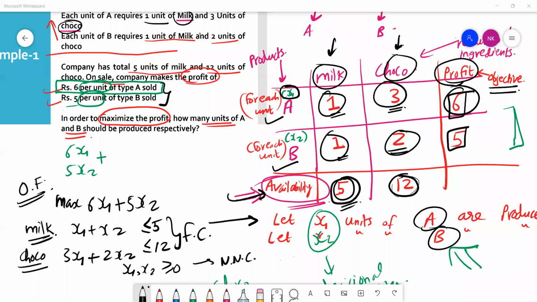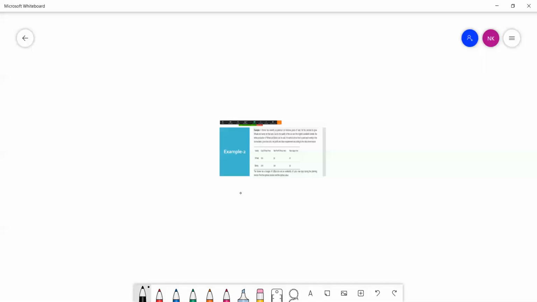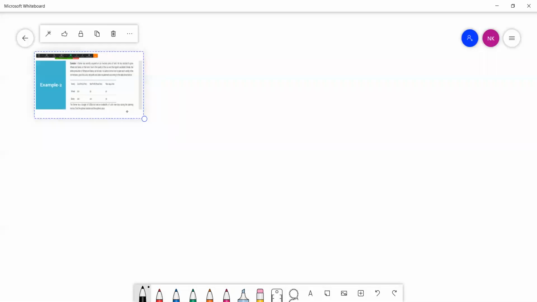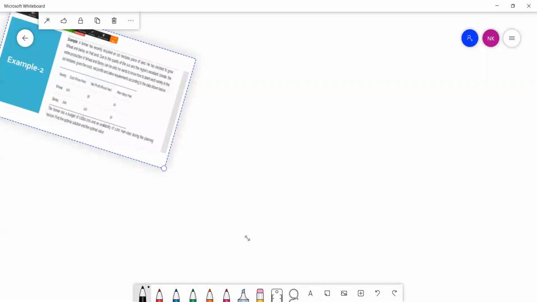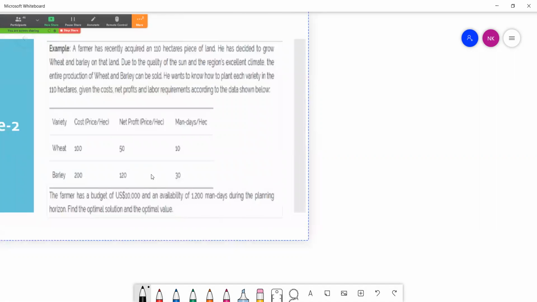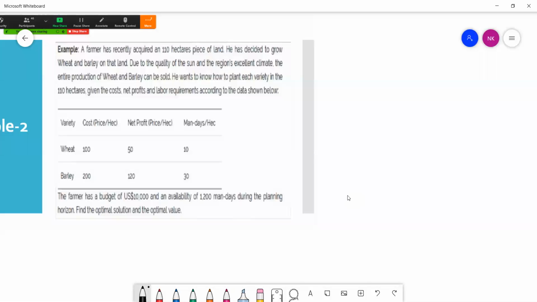Okay, so let me focus on the next question. This will be our practice of all the mathematical modelings. Let me drag the slide over here. Now everybody just read this question and try to formulate the mathematical model.